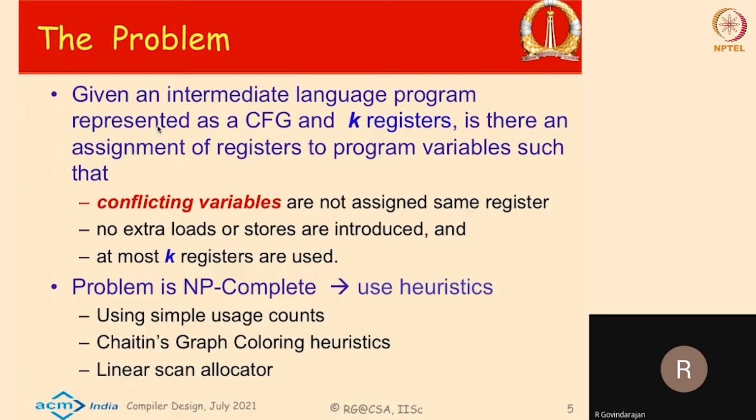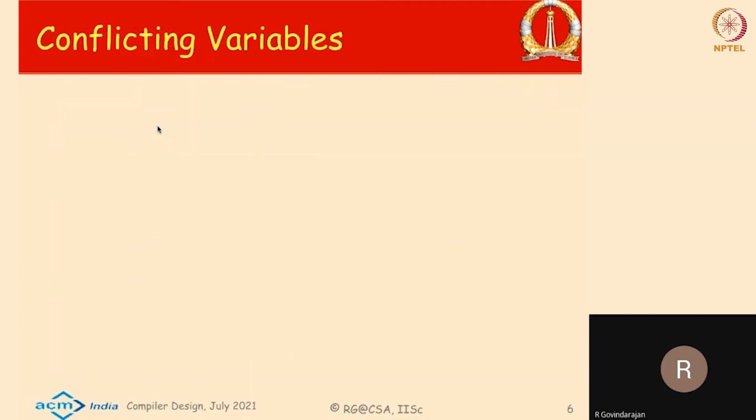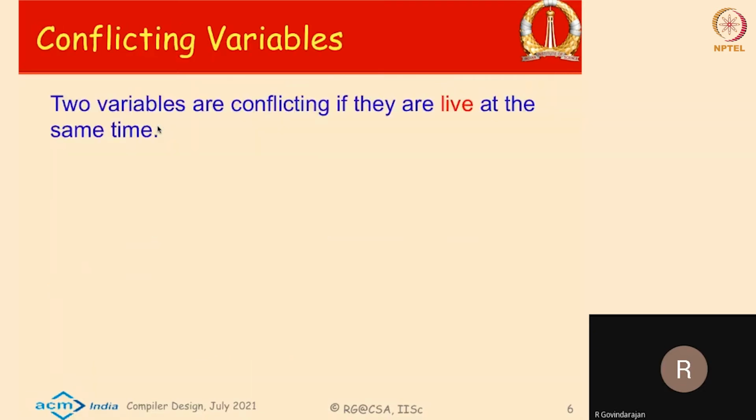So this is essentially the problem that we are going to talk about. As I mentioned, this is an NP-complete problem, so you have to use heuristics to do this. The heuristic could be based on simple usage counts, or on the global graph coloring algorithm, which is Chaitin's algorithm, or it could be other kinds of approximations like the linear scan allocator and so on. Okay, now let's just set the context for this discussion.